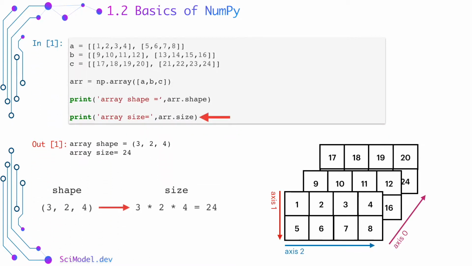Another important array attribute is the size. The size of an array is the total number of values stored in it. The size of an array is just the multiplication of all values in the shape tuple of an array.